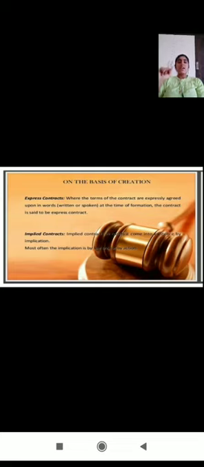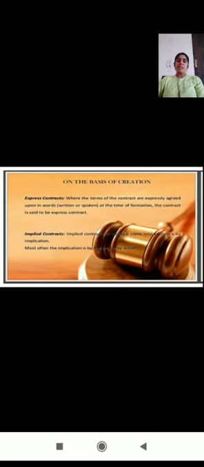And the second one is implied contract. An implied contract comes into existence by implication. I will discuss one example here. For example, a bus has come into the bus stop. The passengers are waiting for the bus, and the bus has come into the bus stop. The passengers are boarding the bus.